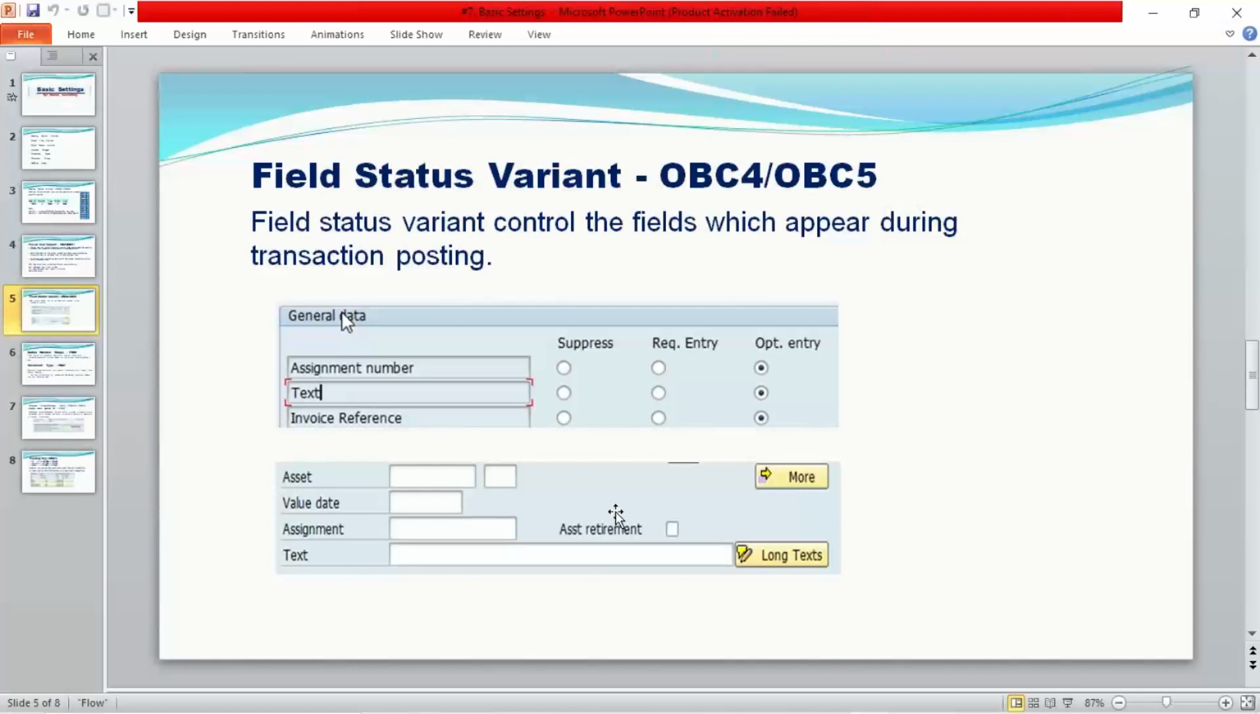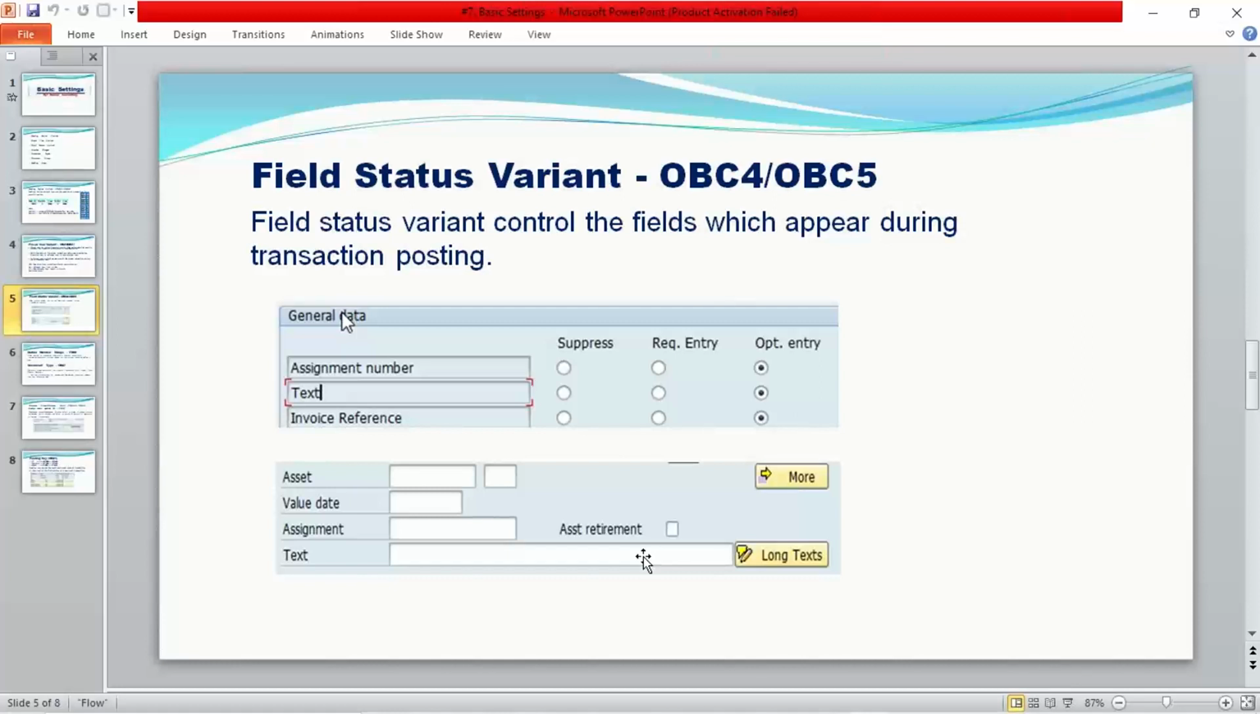So this is what you have to know. If you select this radio button, what will happen and where is the impact? That we need to know. So field status variant, look at here, the field controls are there. If you select this radio button, where is the impact? At the time of transaction posting, whatever fields are appearing, this text field is going to become a required entry. It means while posting the transactions, the user must specify certain details here.